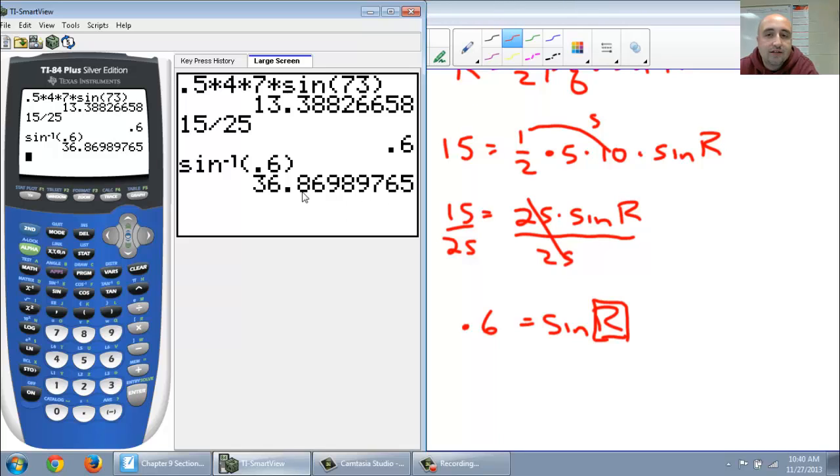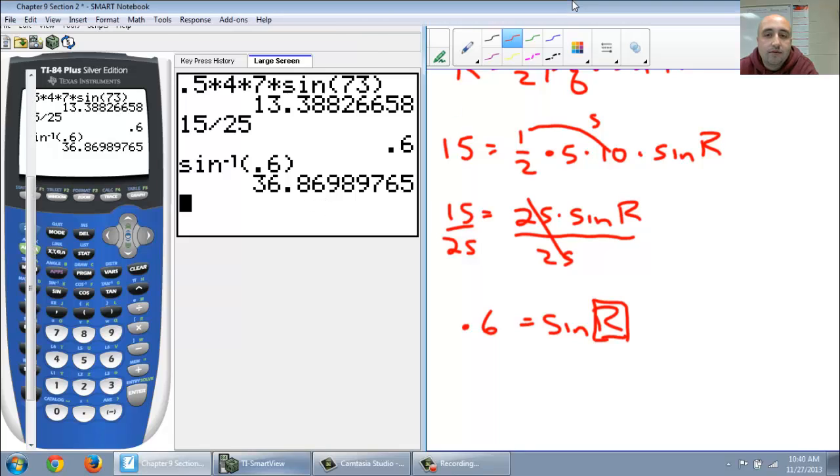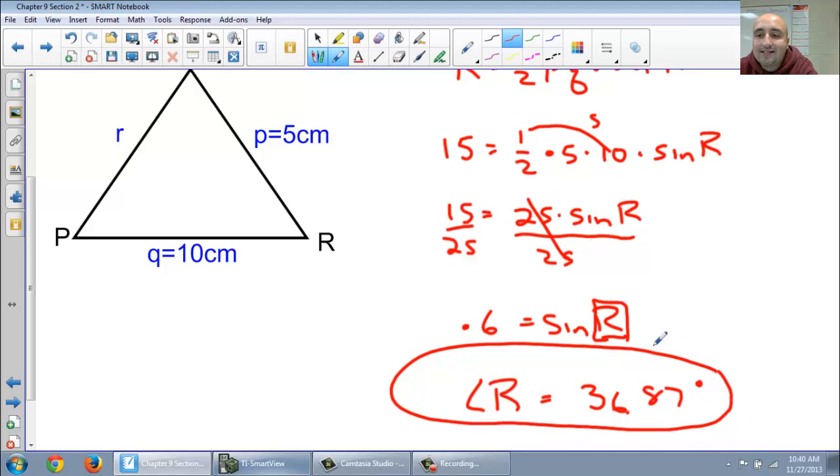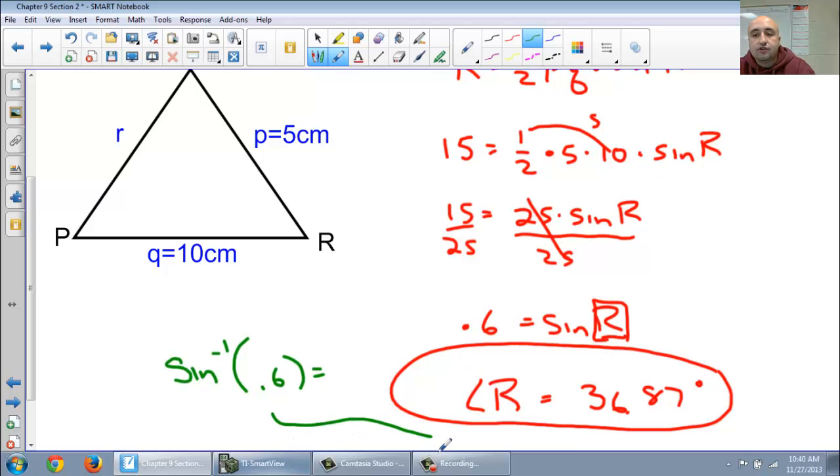So we're going to do 36.87. So angle R equals 36.87 degrees. And there is angle R. So you have to use the second button, which will look like, after you hit the second button, sine inverse of 0.6. And this should give you your angle of 36.87 degrees. All right, let me make that decimal a little clearer. So 36.87 degrees. Okay, so that's example 2.